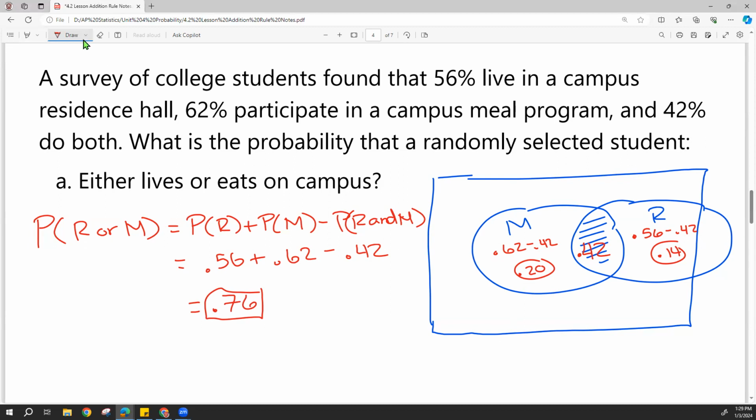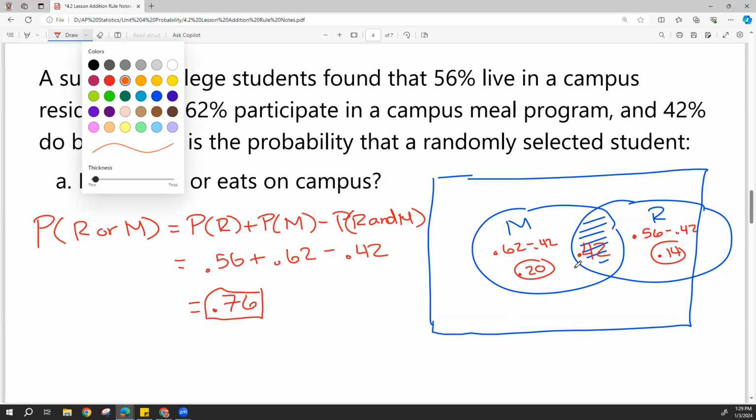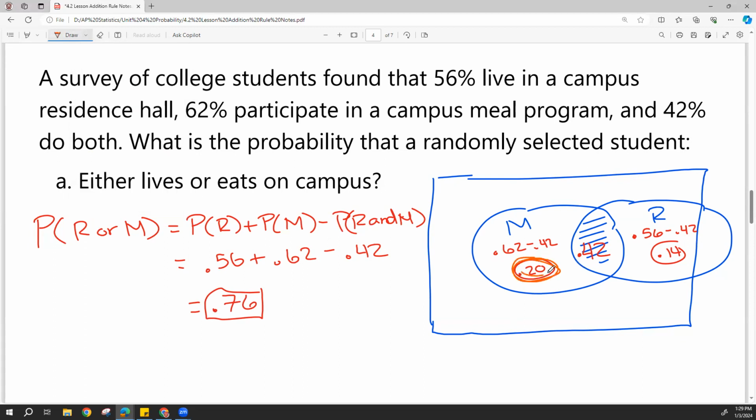The other way that we could come up with that is by using this Venn diagram. We have 20% of our students that have just a meal program, 42% that do both, and 14% that live in a residence hall. So if we were to actually add those three up, 0.2 plus 0.42 plus 0.14, we would get the same result. So there's kind of two ways to do this. We can use our new addition rule, or our updated addition rule, or we can use a Venn diagram to sort of help us figure out our likelihood of an event happening.